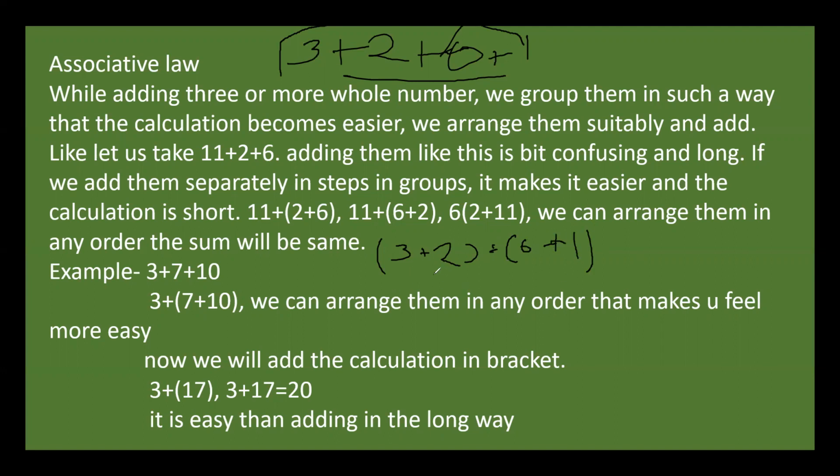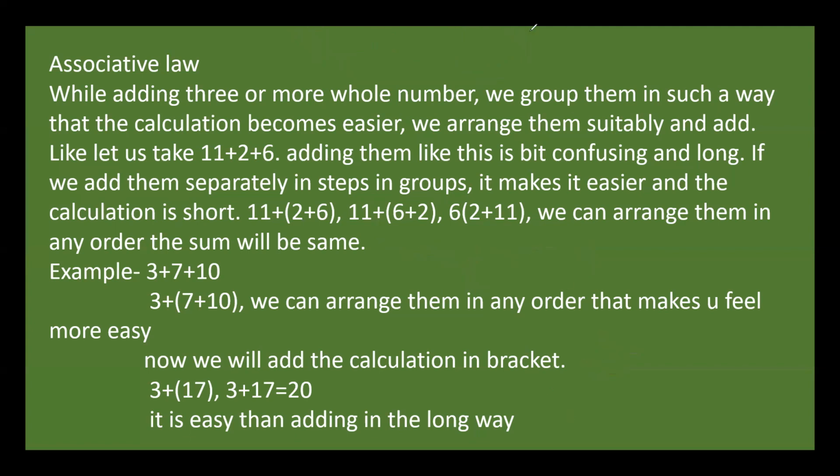So now 3 plus 2 we know is 5. We know 6 plus 1 is 7. Then simply 5 plus 7 is 12. And it is a thing to do in the mind. This is a mind calculation, and if you do it like this, 3 plus 2 is 5, 5 plus 6, then you will think it is something difficult, something uncomfortable for your brain. So if you do this, then your brain feels comfortable to add this.